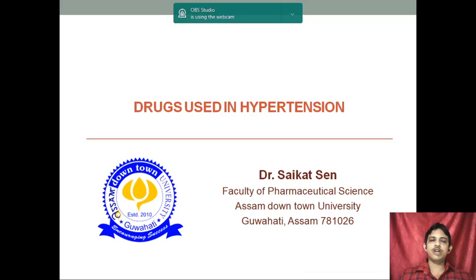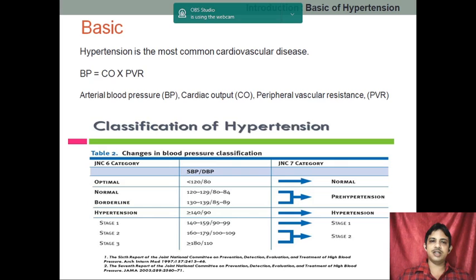Good morning. Today we are going to discuss the drugs used in hypertension. Now, whenever we are talking about hypertension, it is the most common cardiovascular disease and it is responsible for the pathogenesis of numerous heart diseases.